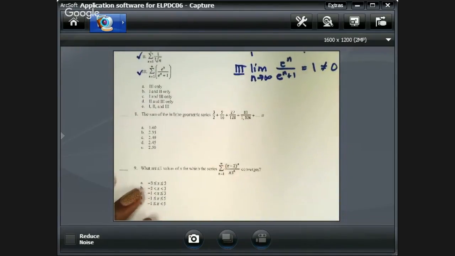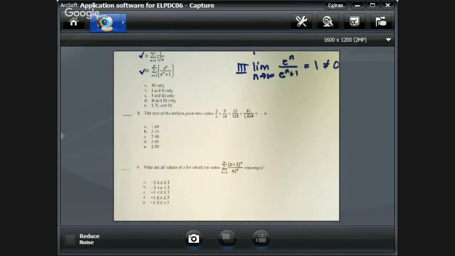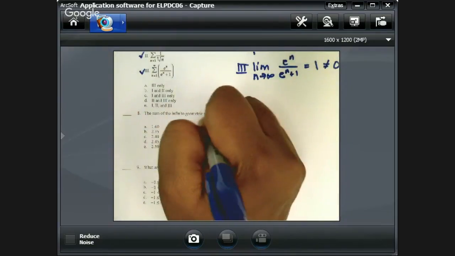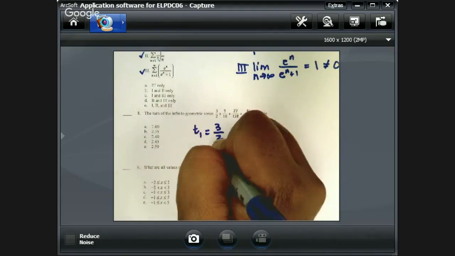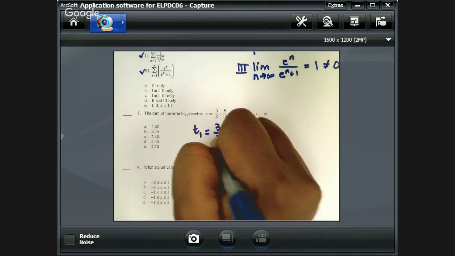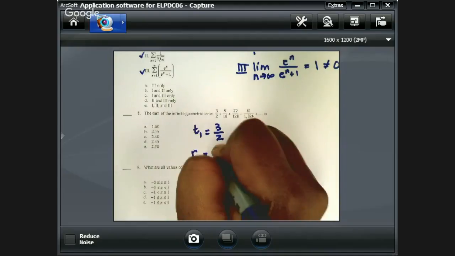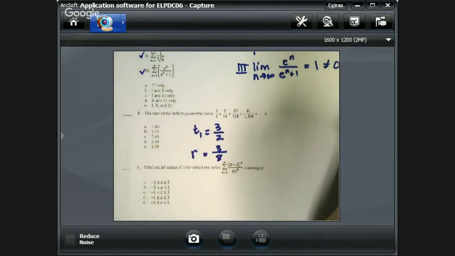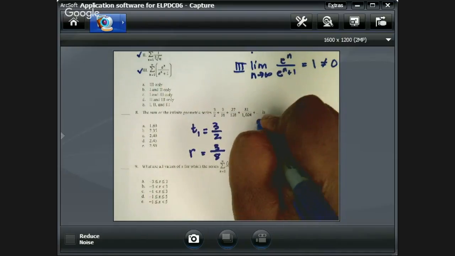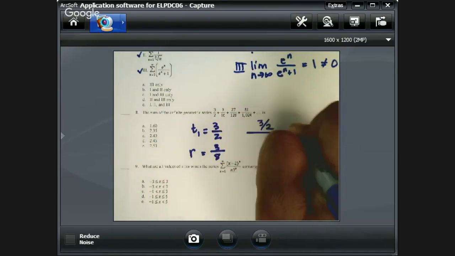At number 8, we're looking at it. They told us it's an infinite geometric series, and they want us to find the sum again. Well, the first term is 3/2. The common ratio, see, 3 times 3 is 9, so 3 over 2 times 8 is 16, so the common ratio is 3/8. So it's 3/2 divided by 1 minus 3/8.